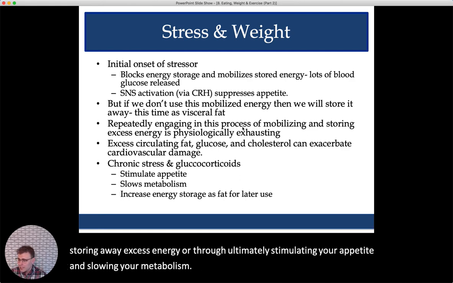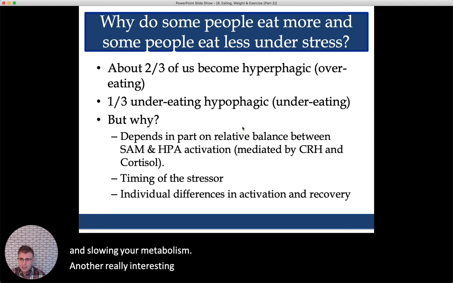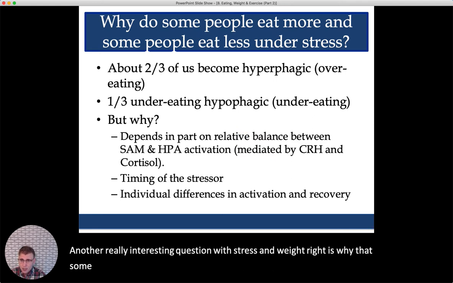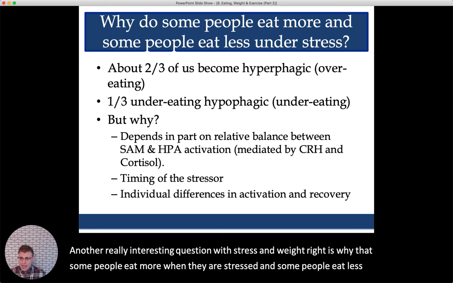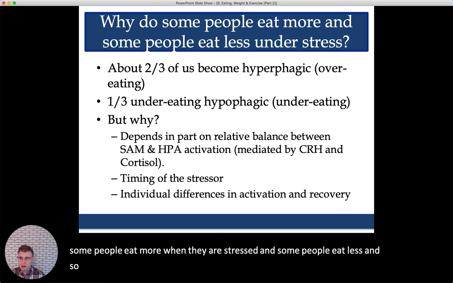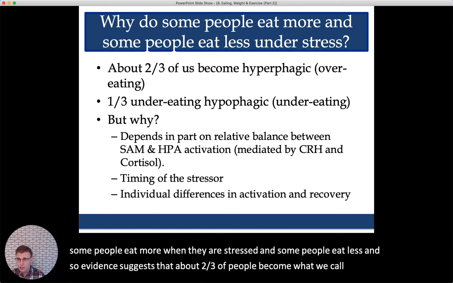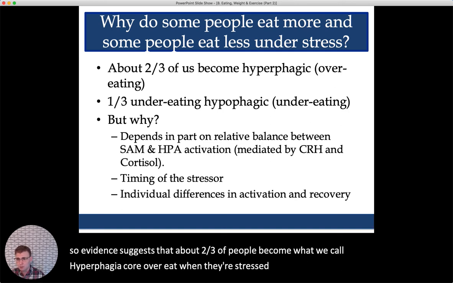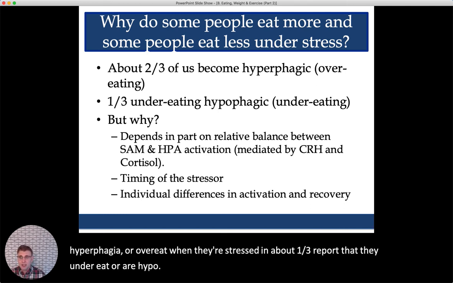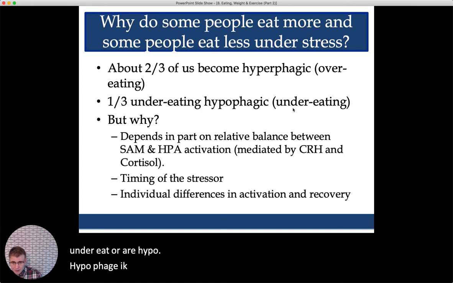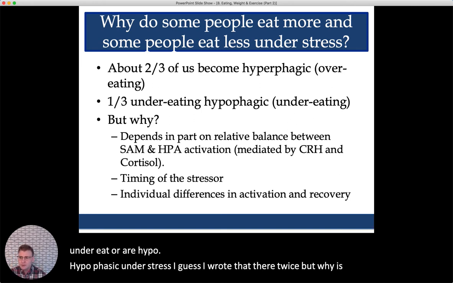Another really interesting question with stress and weight, right, is why some people eat more when they're stressed, and some people eat less. And so evidence suggests that about 2/3 of people become what we call hyperphagic, or overeat, when they're stressed, and about 1/3 report that they undereat or are hypophagic under stress. But why is this, right? Why do we see this individual difference here?